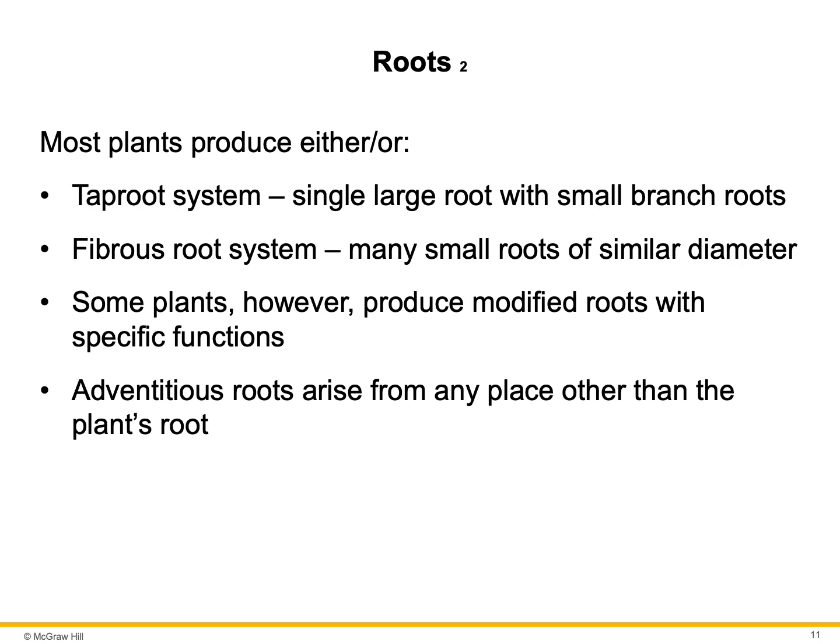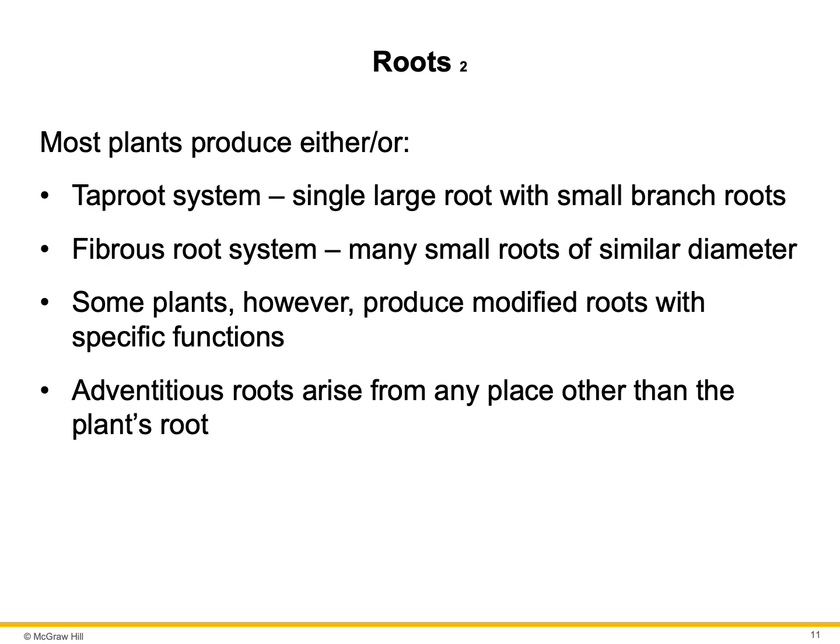Most plants produce either a taproot or a fibrous root system. Taproot contains a single large root with small branching roots, while fibrous roots contain many smaller roots. Some plants produce root modifications with a specific function in addition to anchorage and absorption.